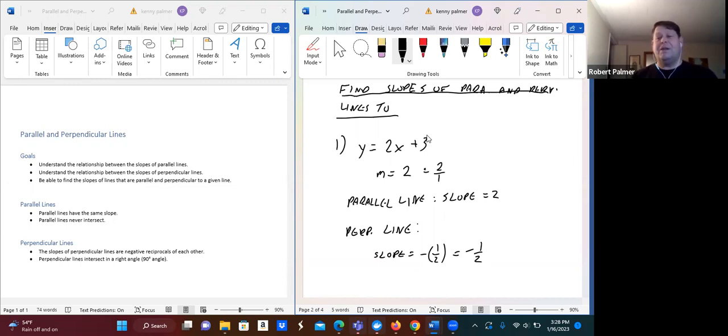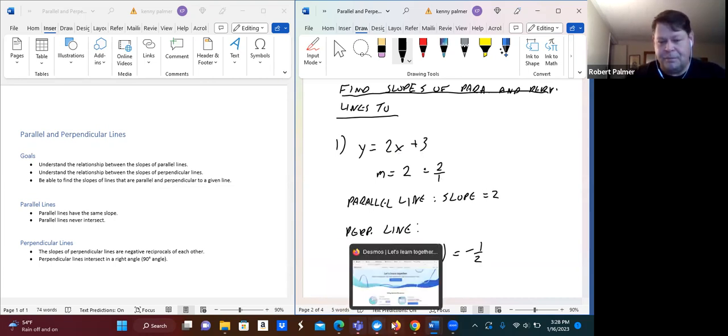So any line that's parallel to this line has a slope of 2. Any line with a slope of 2 is parallel to this line. Any line with a slope of negative 1/2 is perpendicular to this line. Let's go to Desmos and take a quick look at that.